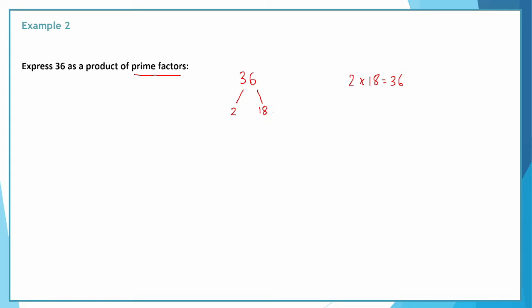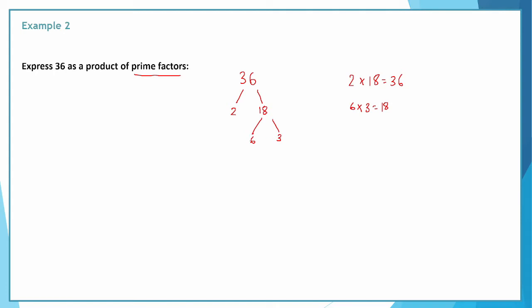18 is not a prime number. So we start looking at two numbers that can multiply together to give us 18. Maybe we pick 6 and 3, because 6 times 3 gives us 18. So we put 6 and 3 here. Then we look, are these prime numbers? Well, 3 is a prime number because 3 can only be divided by 3 and 1. So that's a prime number.